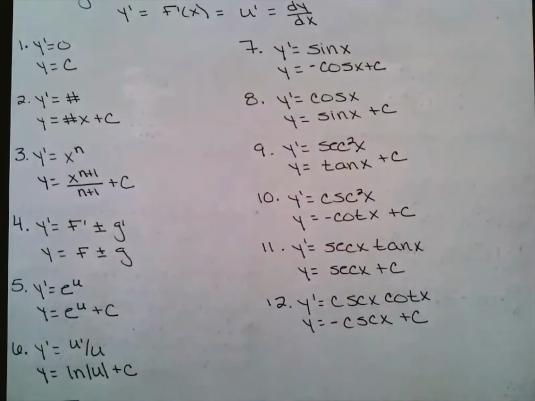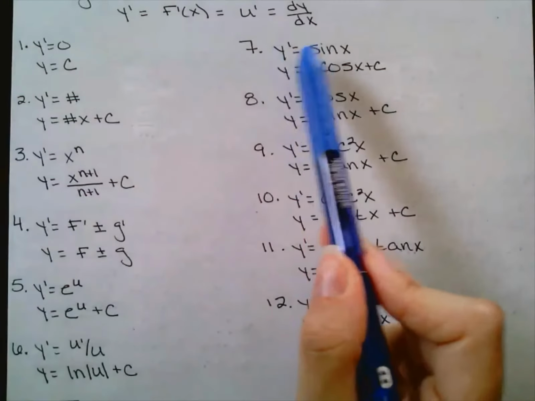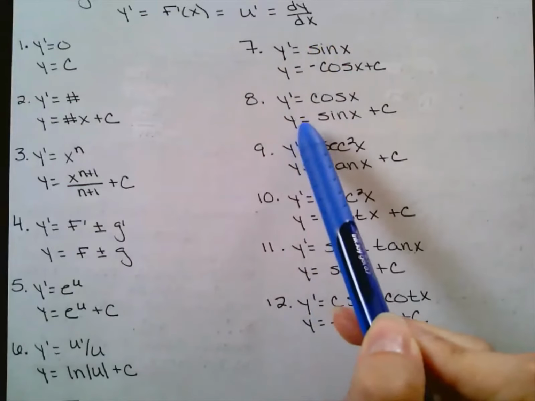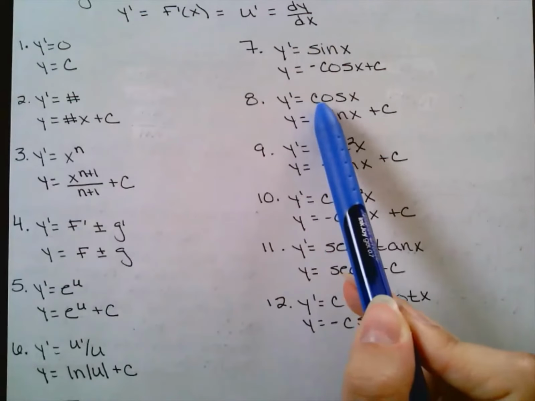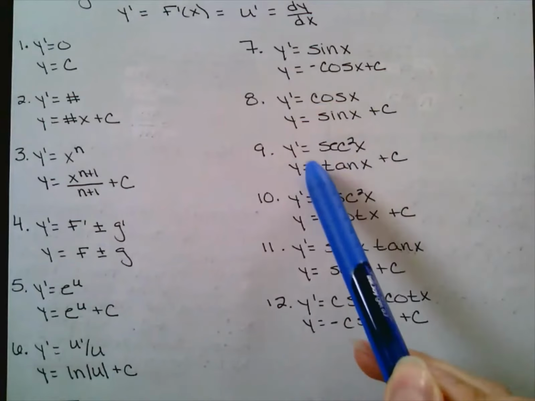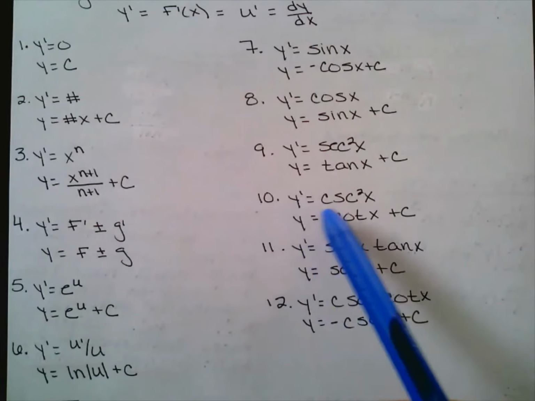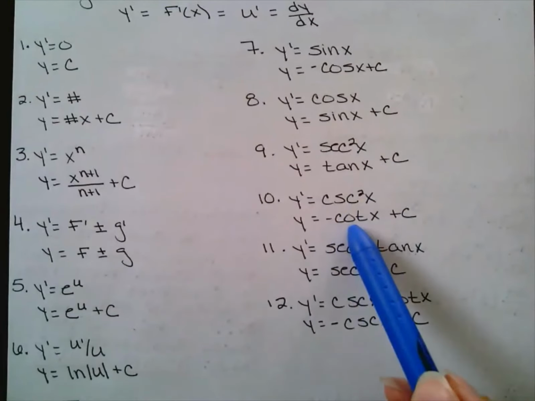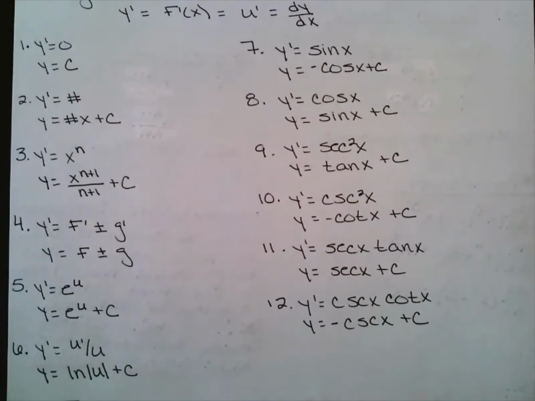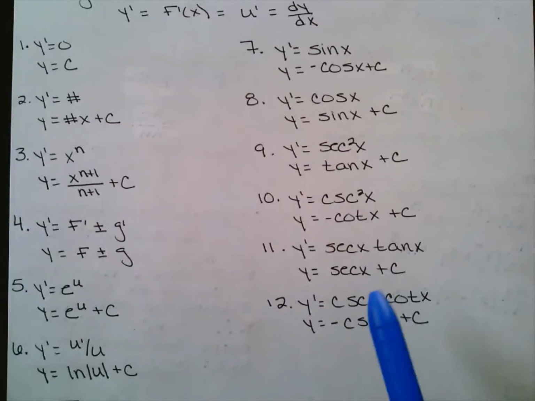And then we have our 6 trig functions working backwards. The antiderivative of sine is a negative cosine plus c. Antiderivative of cosine is a positive sine plus c. Antiderivative of secant squared is tangent plus c. Antiderivative of cosecant squared is negative cotangent plus c. Antiderivative of secant tangent is secant plus c. And antiderivative of cosecant cotangent is negative cosecant plus c. So these are pretty easy to remember if you've already memorized your derivatives. If you're in my class, know this like the back of your hand.